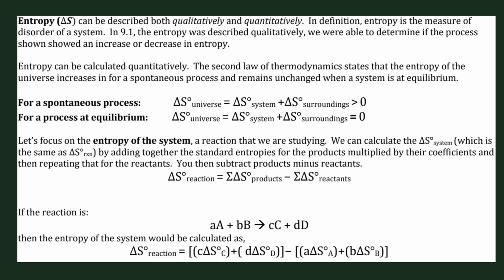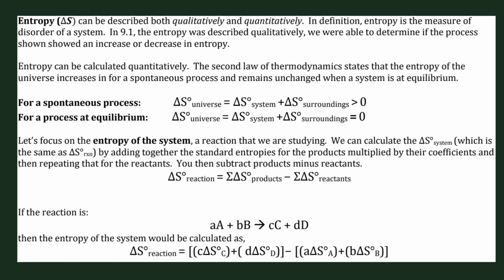So if we're in a spontaneous process, the entropy of the universe, delta S, equals delta S system plus delta S surroundings, and this is greater than 0. If we are at equilibrium, this is going to be equal to 0 instead. So let's focus on the entropy of a system. We calculate the delta S of a system, delta S system, which is the same as delta S reaction, by adding the standard entropies for the products multiplied by their coefficients, and then repeating that process for the reactants, and then subtracting products minus the reactants.